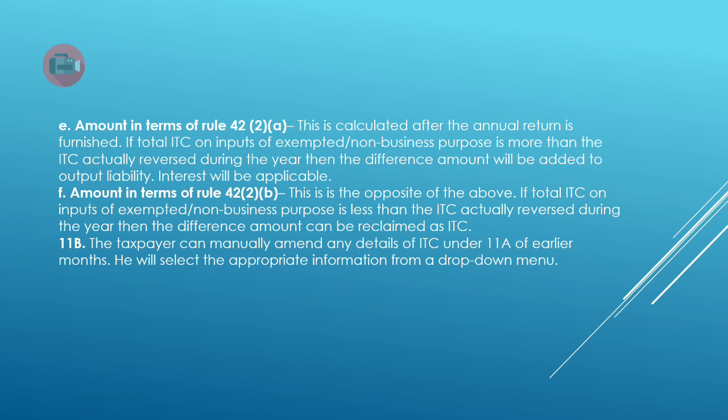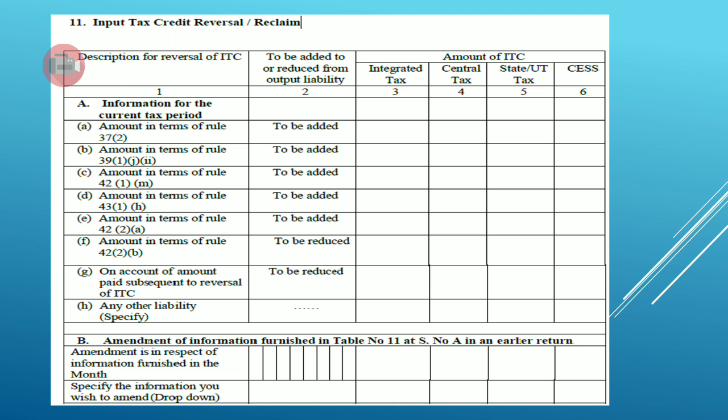This is the opposite of the above. If total ITC on inputs for exempted and non-business purposes is less than the ITC actually reversed during the year, then the difference amount can be reclaimed as ITC. The taxpayer can manually amend any details of ITC under 11A of the earlier month. He will select the appropriate information from the drop-down menu. This is the format of input tax credit reversal or reclaim.